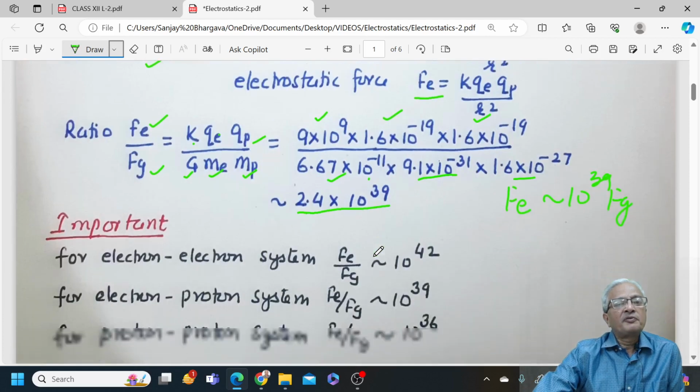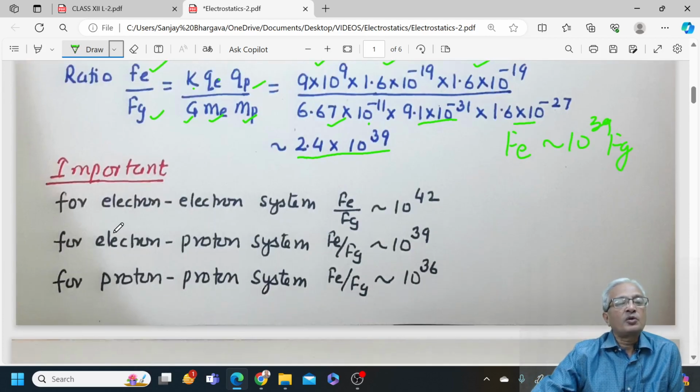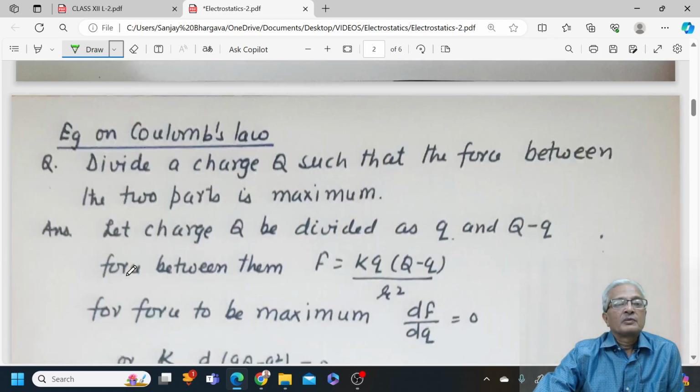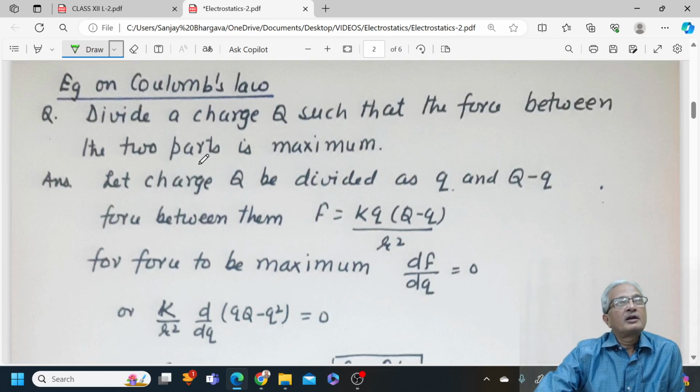Here we can have different types of systems. We can have an electron-electron system, an electron-proton system, and a proton-proton system. In case of the electron-electron system, this ratio comes out as 10 raised to power 42. For the electron-proton system, the ratio is 10 raised to power 39, and for proton-proton, the ratio is 10 raised to power 36.